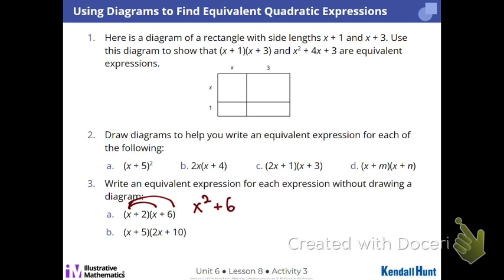6x. And then I need to multiply everything by 2. What is 2 times x? 2x. And then 2 times 6? 12. Then I'm going to combine like terms.